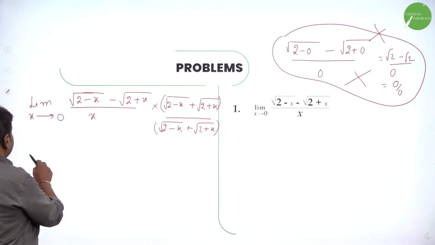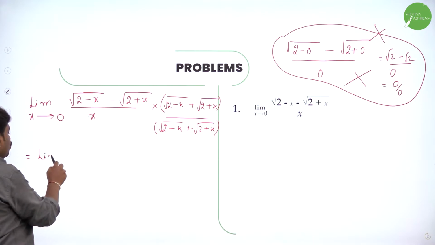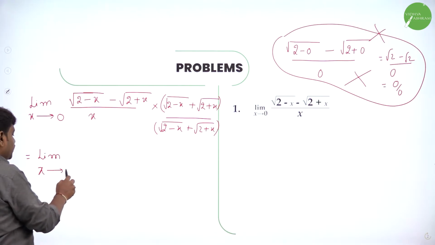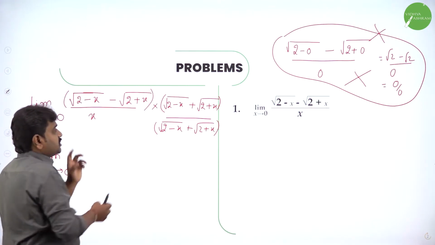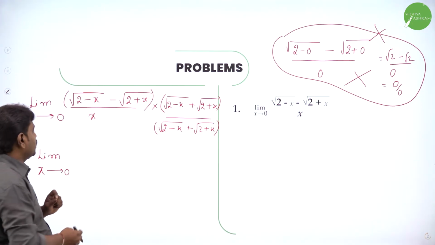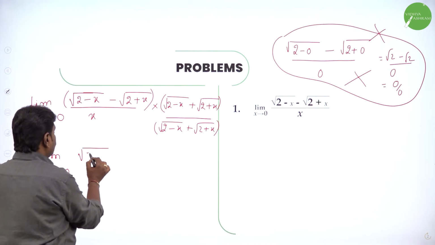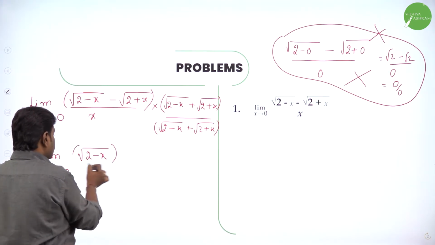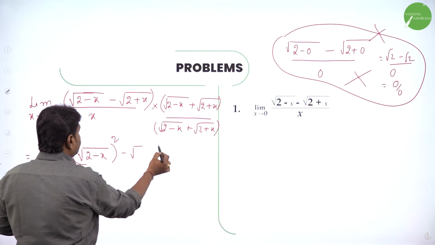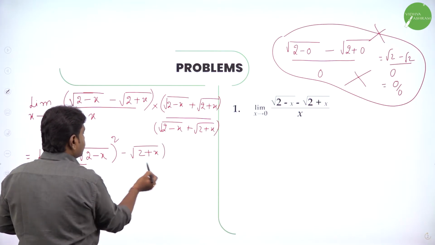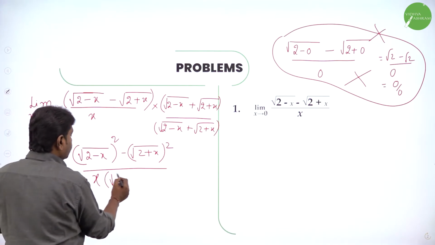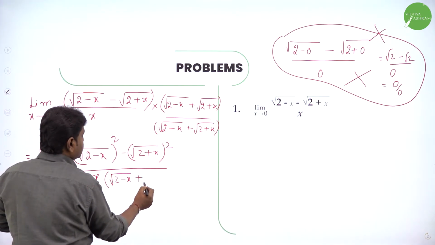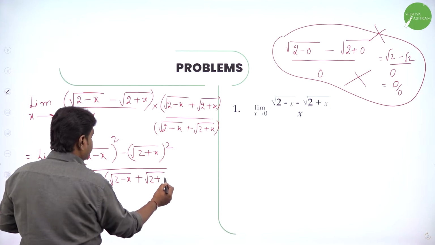So numerator, if you observe, numerator is in the form a plus b into a minus b. All of you know a plus b into a minus b. A plus b into a minus b is what? A square minus b square. So numerator becomes root of 2 minus x whole square minus root of 2 plus x whole square. Denominator will be x into root of 2 minus x plus root of 2 plus x.